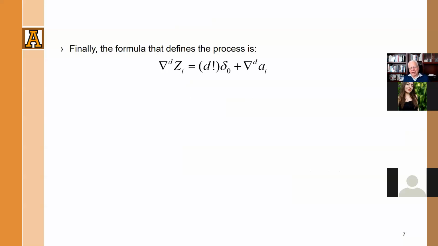Now, if you generalize this to a polynomial of order d, you'll arrive at something like this. You'll arrive at the difference of order d of Z_t, provided that C_t follows a polynomial trend of order d, will be equal to some constant plus the difference of order d of a_t, which is stationary. Okay, so we have made a non-stationary series stationary. This is the important thing, that this is stationary.